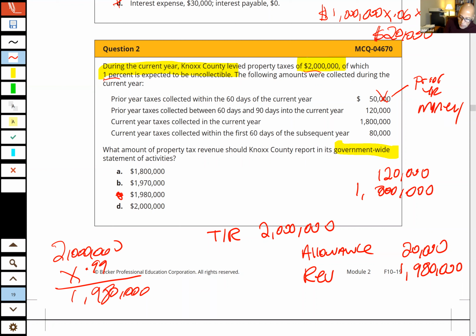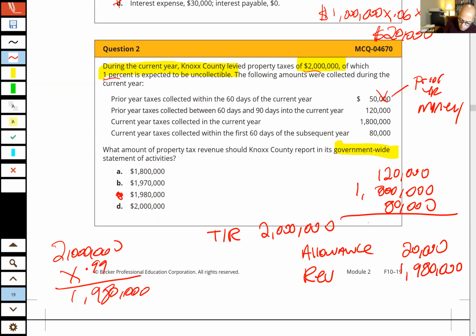Current year taxes collected within the first 60 days of the subsequent year. So now that's money in this example being collected in 2022. But because it's within 60 days of the year end of 2021, then I'm going to go ahead and pick up that 80,000. And when I do the math on that, what do I get? 2 million?